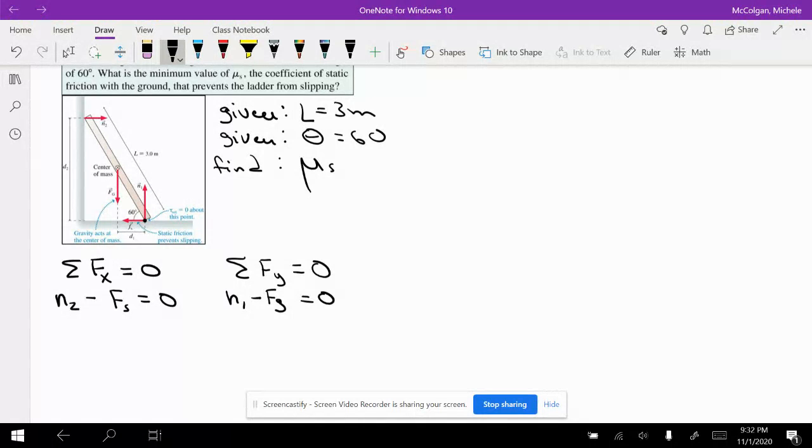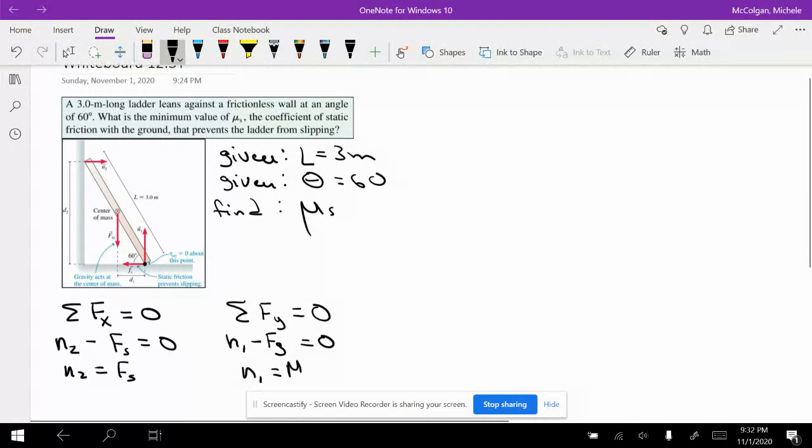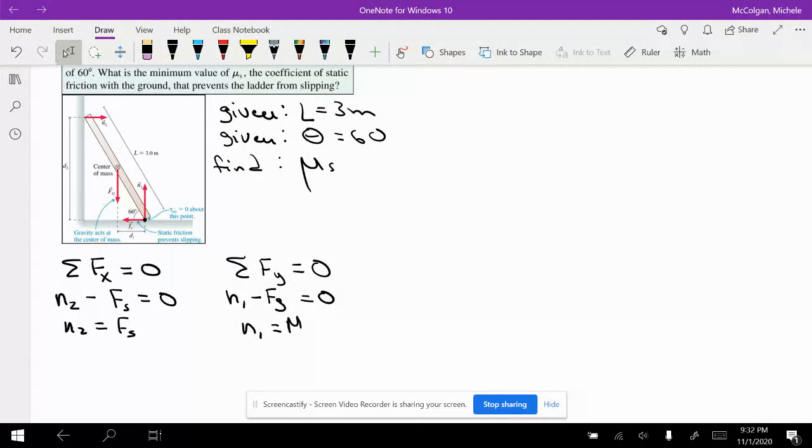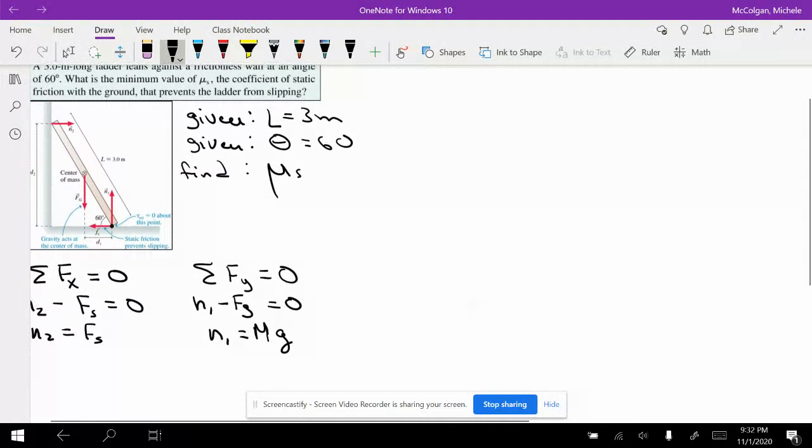Okay, so what don't we know? Well, we don't have any masses, but let's just write here N2 is equal to the force of static friction, and N1 is equal to the force of gravity, which is the mass of the ladder times g. Okay, so we're good with the sum of the forces for a bit.